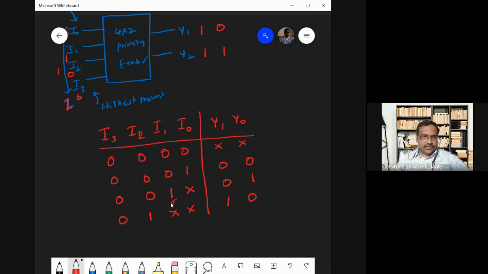Next, when I3 is 1, I3 is having the highest priority, so it is nowhere depending on I2, I1, and I0. This is don't care, so the output is 1, 1. So this is the truth table for the priority encoder.